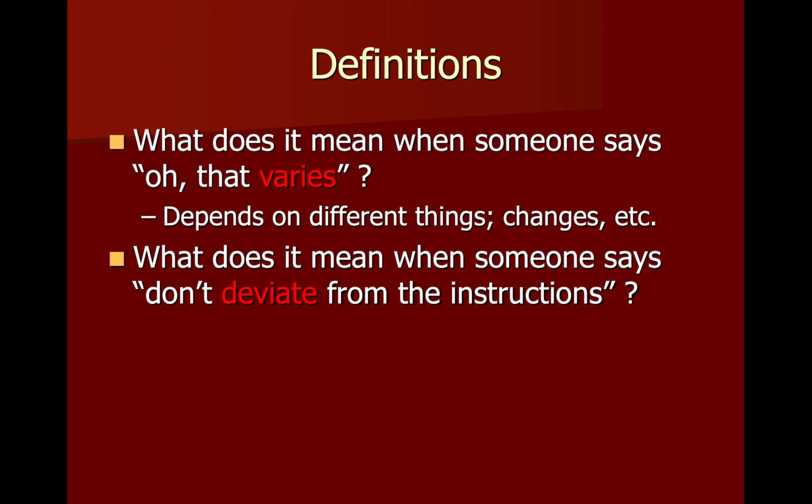It depends on different things. It changes. That's what it means, right? When you're just in normal conversation and someone says, well, that varies, it means that it depends or it changes. So what does it mean when someone says, don't deviate from the instructions? It says, don't depart from the usual. So it's helpful to understand the normal language behind them, what varies and deviate mean.